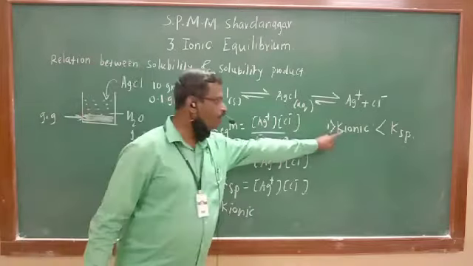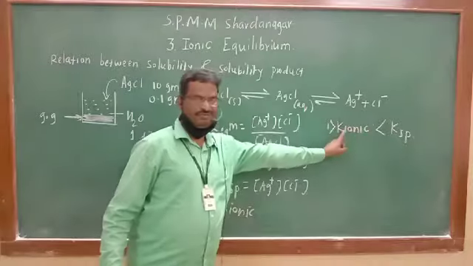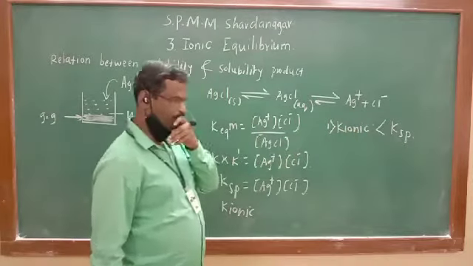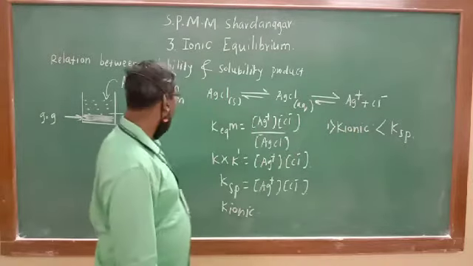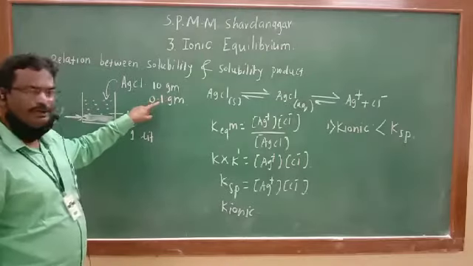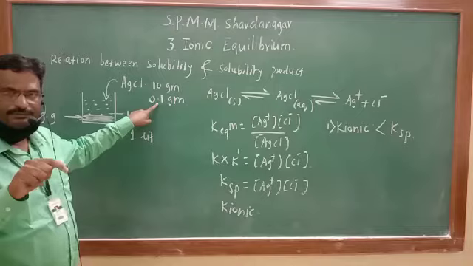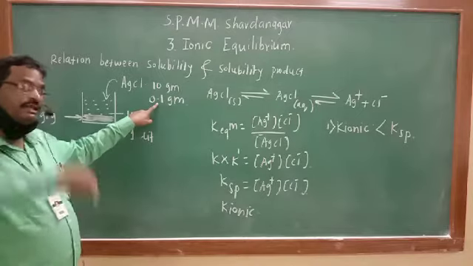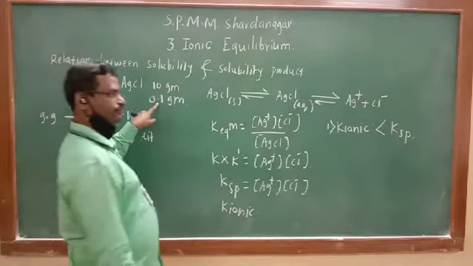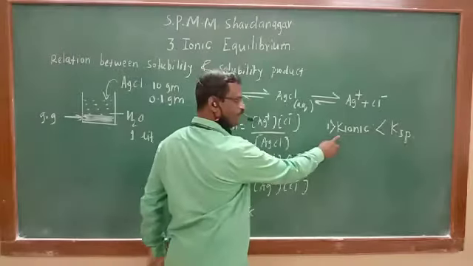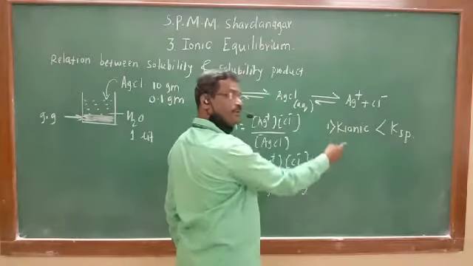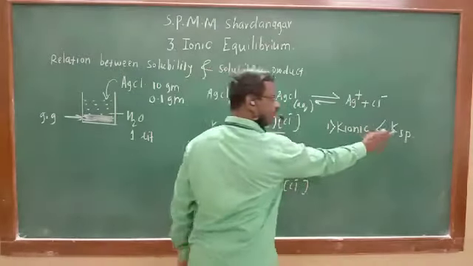So if K ionic is less than KSP, it means what? The capacity to dissolve is 0.1 gram, known as KSP. But if we have taken less than 0.1, K ionic is less, it means we have taken a quantity less than the solubility product.